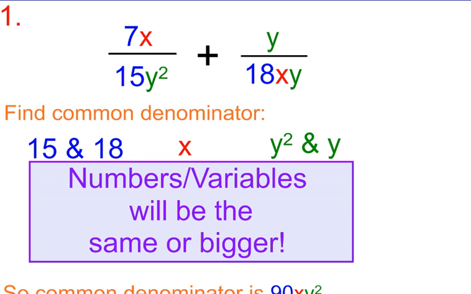So we're actually looking for multiples of 15, like 15, 30, 45, 60, 75, 90, 105. All the numbers when we were multiplying 15 times 1, 2, 3, 4, 5 that we would get. Same with 18, 18, 36, and so on. So we're looking for a number bigger than both of those. If you can't find that, I do have on your notes how you could do that on your calculator.